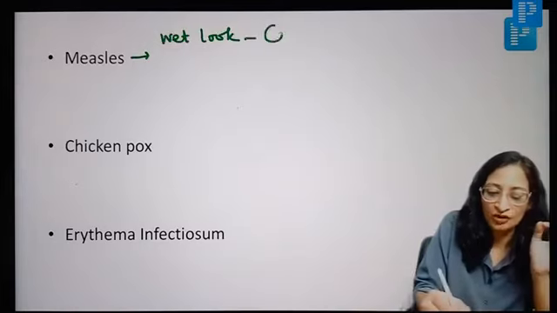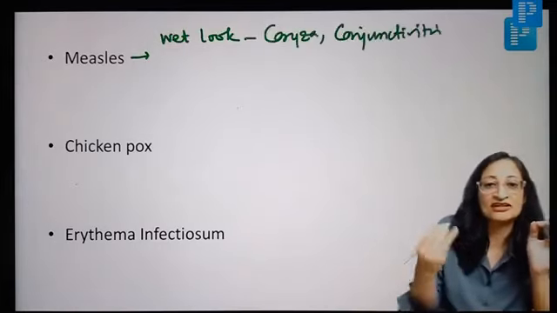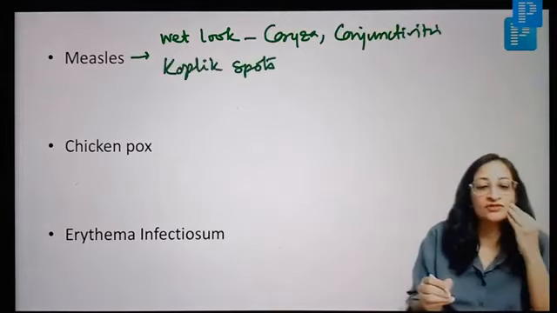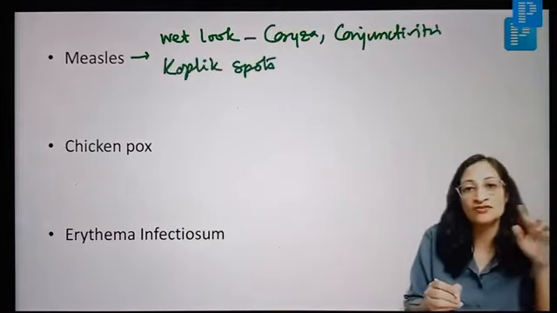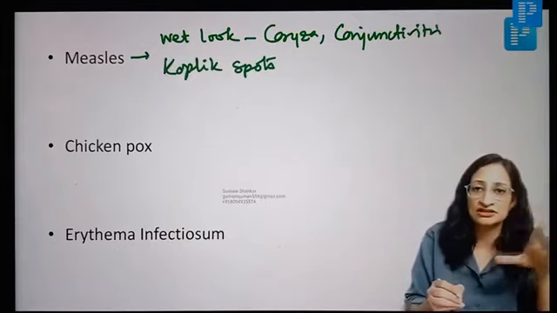So there will be coryza and conjunctivitis, so running nose and conjunctivitis, right? And there will be this erythematous maculopapular rash. Koplik spots may also be present. Koplik spots are considered pathognomonic. They can be present on the buccal mucosa, conjunctiva, vagina. They are pearly white in color, with a red erythematous area in the center. There's a pearly white one.